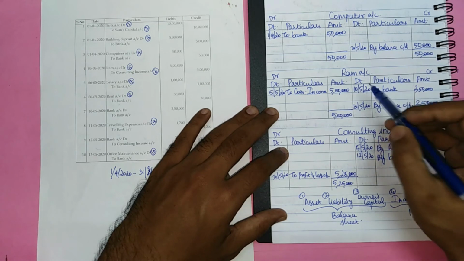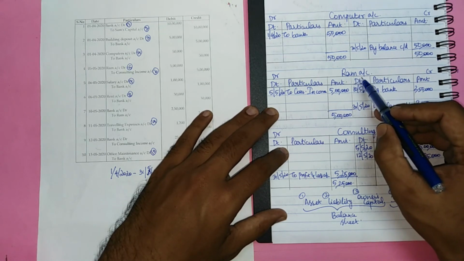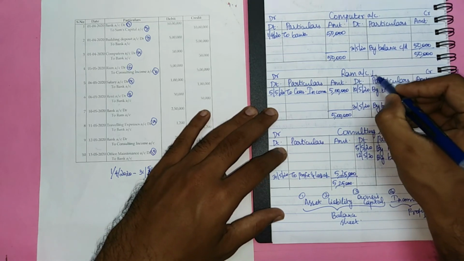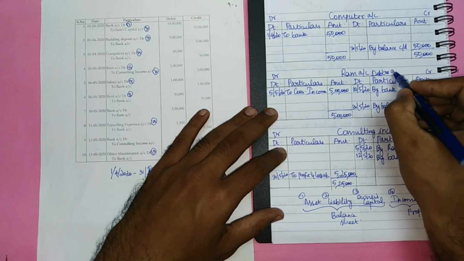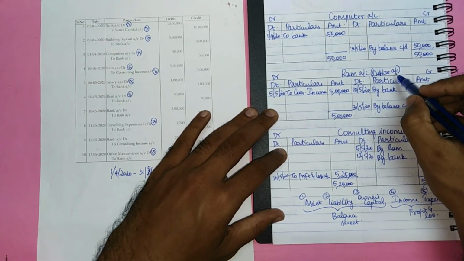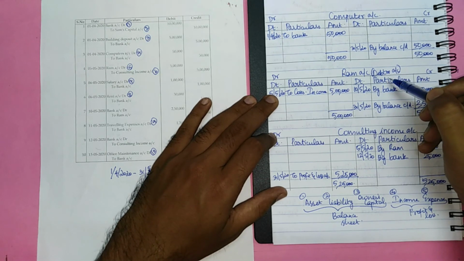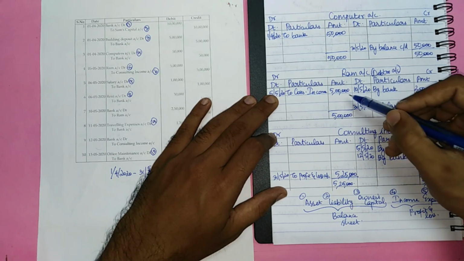Let me help you to understand Ram's account. Ram's account is a debtor account. It's a debtor account. So it is an asset account. It usually has a debit balance. Therefore, whenever there is an increase, we will be debiting it.